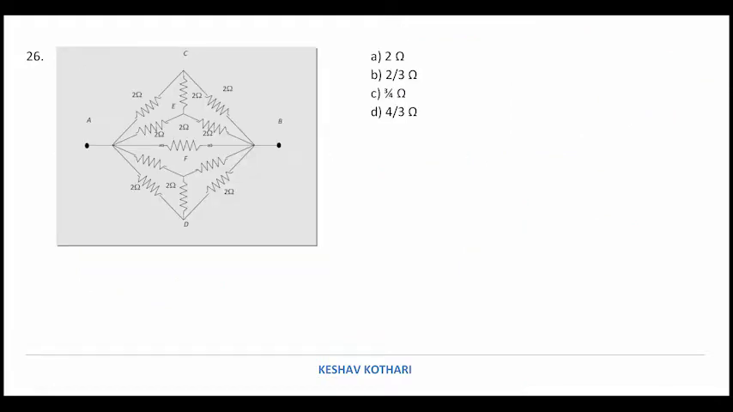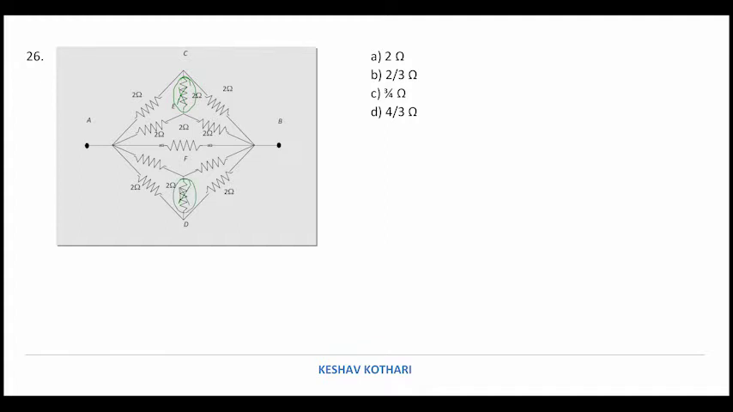In this problem, all the resistances are equal to 2 ohm, and we are asked to calculate the effective value of resistance. In this circuit, we again talk about symmetry. Whenever we say that a circuit is symmetrical, we mean that all the nodes perpendicular to the symmetrical nodes are equipotential. So I can say that C and E will be equipotential. I can remove this 2 ohm resistance, and I can also remove this 2 ohm resistance.